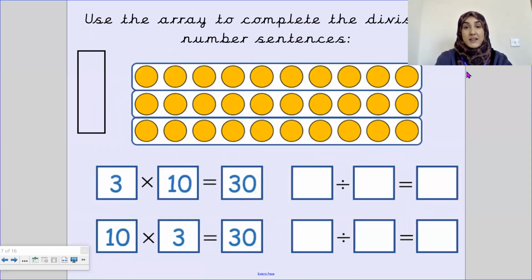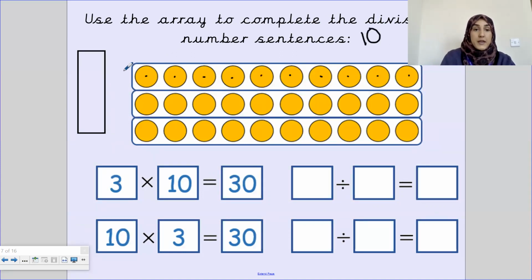Ooh, here is an array. What we need to do, Morris class, together is we need to complete the division number sentences below. Okay, now, first, I can see that this array has been grouped into rows, okay? So let's count how many counters there are in row number 1. 1, 2, 3, 4, 5, 6, 7, 8. Let me move my pad along. 9, 10. Okay, so there are 10 counters. I'm just going to write it here, number 10, so I don't forget.